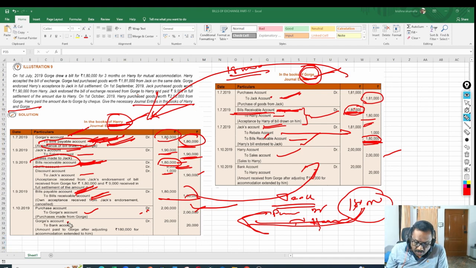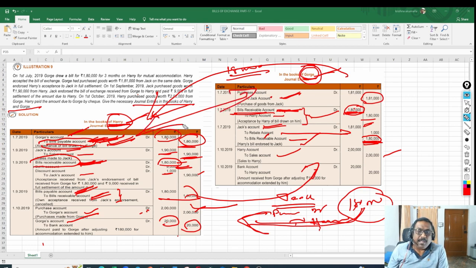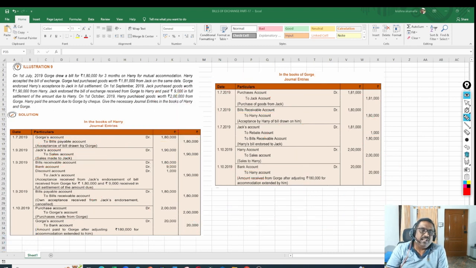Now George account debit 20,000 rupees and bank account credit 20,000 rupees we are writing. Why? What happened to the 1,80,000? The 1,80,000 worth of bills payable and receivable we already cancelled. So now, what is the net payable between these two people? Only 20,000. Right? So George account debit 20,000 to bank account 20,000, and he will write bank account debit and Harry account 20,000 rupees. This is how the journal entries have to be recorded in both Harry's and George's books for this problem.